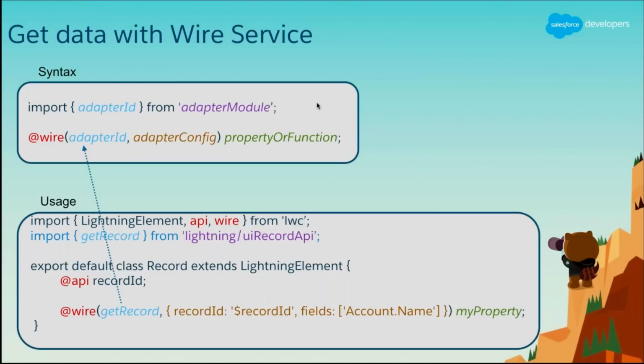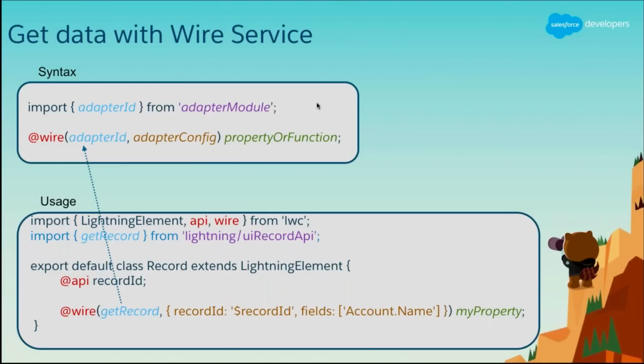For each of these functionalities, there are different adapters. You can identify your own adapter for your functionality. For instance, if you want to get the record, you'll get the adapter ID for get record, and you can use it. And in the syntax, you can see that I'm decorating it with @wire, which makes this property or function, which you can see in green color, reactive, right?